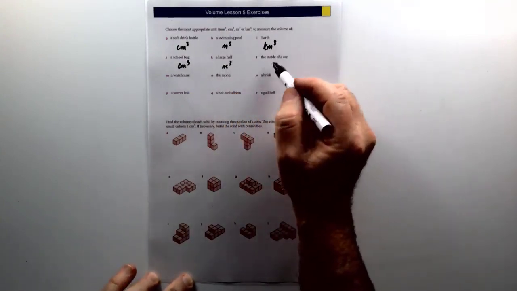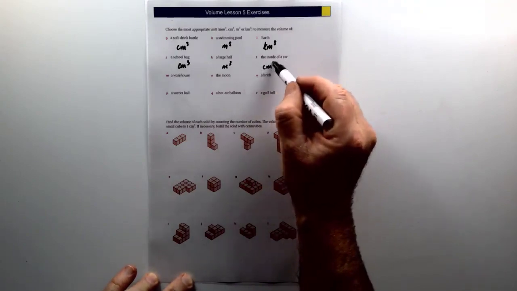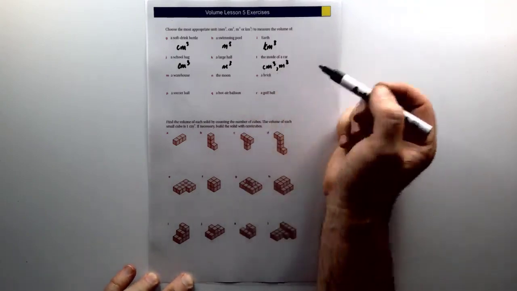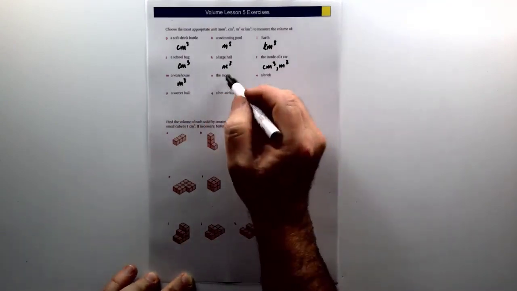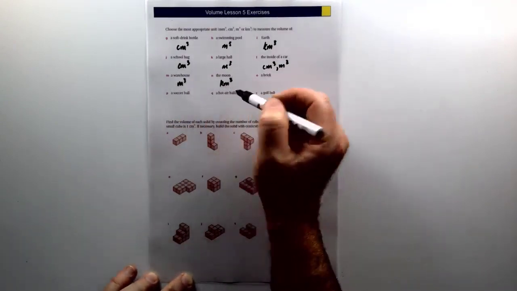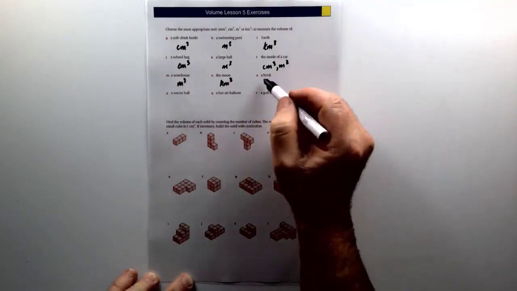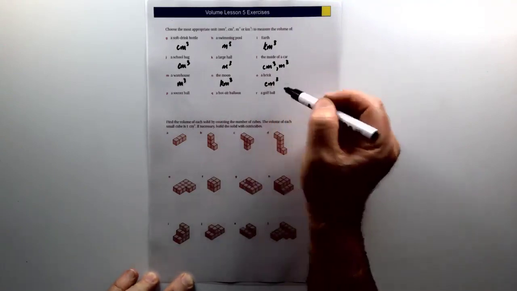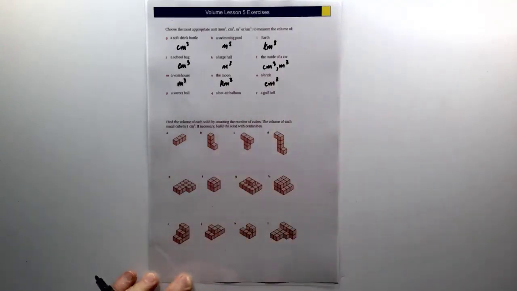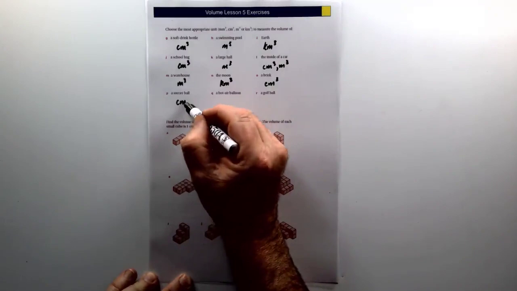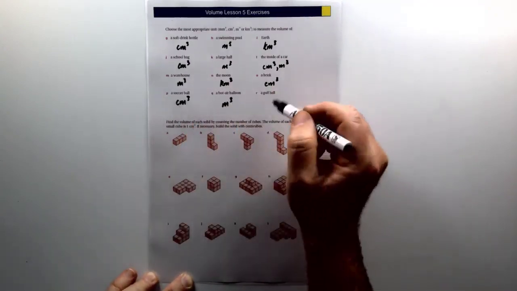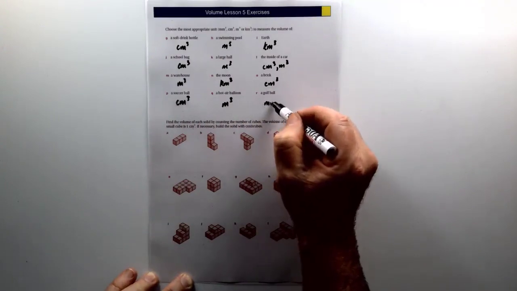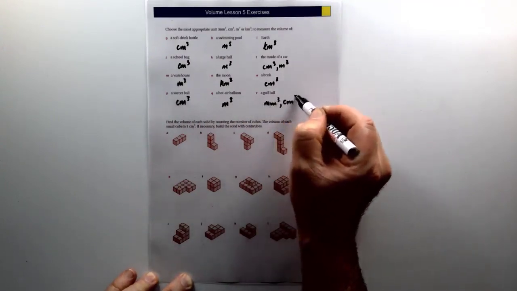The inside of a car, you could be measuring it in centimetres or in metres. A warehouse, you'll probably be measuring that in metres. The moon, again, probably measuring in kilometres, so the volume in cubic kilometres. A brick, you're probably going to be measuring in centimetres, but you could be measuring in millimetres. Soccer ball, again, probably centimetres. Hot air balloon, probably metres. And a golf ball, either millimetres or centimetres for that one.